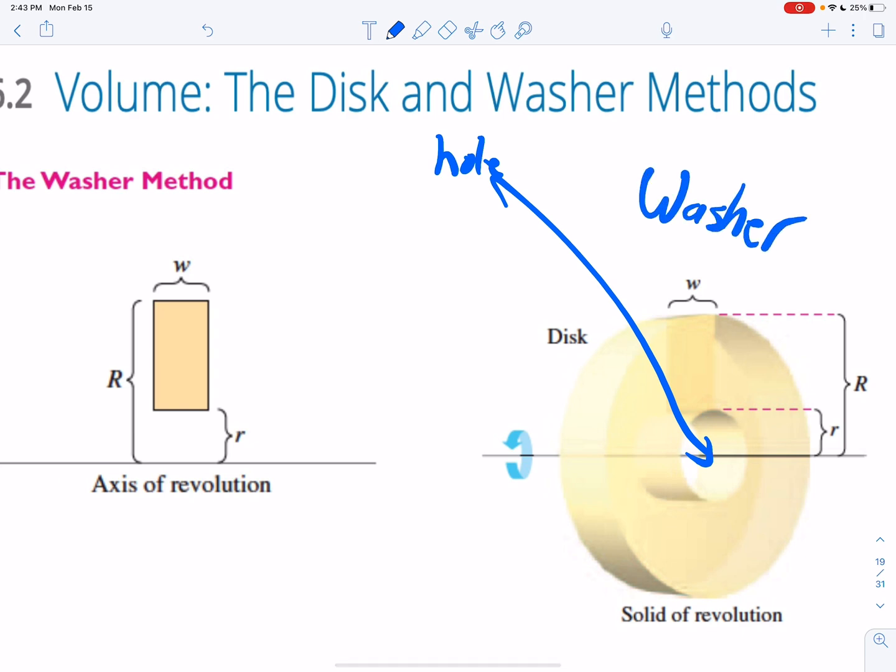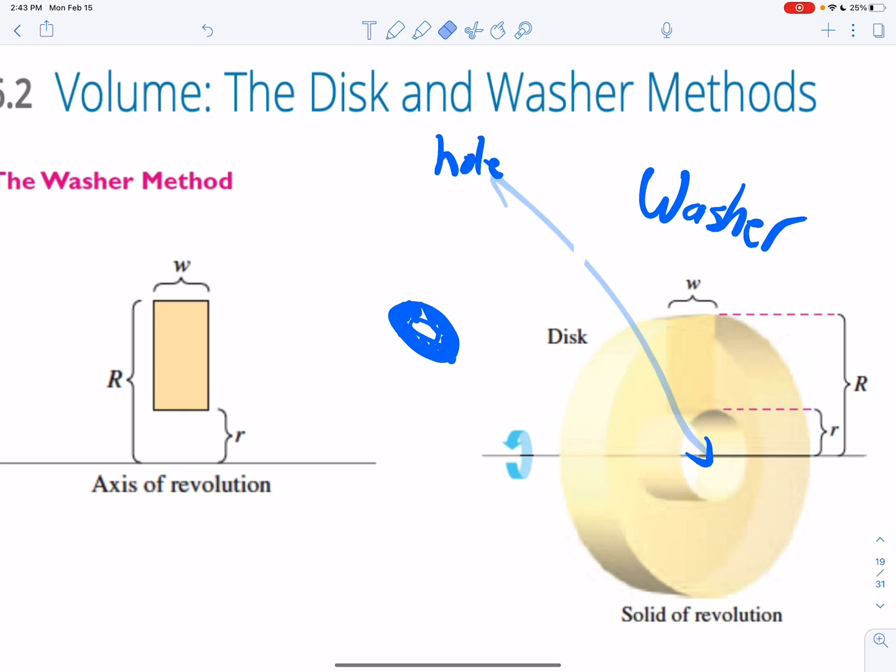Not because of the washing machine, but if you've ever assembled anything from IKEA, they give you these little metallic donut shaped things. Those are called washers, and that's where they get it from, okay? So these are still three-dimensional, but there's a gap.